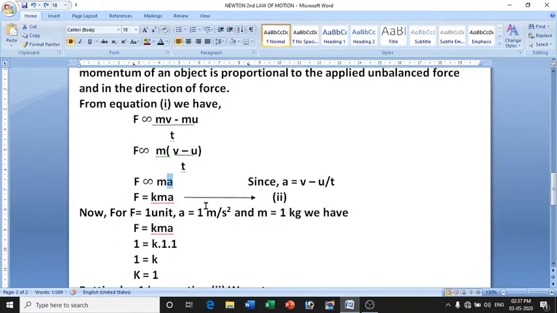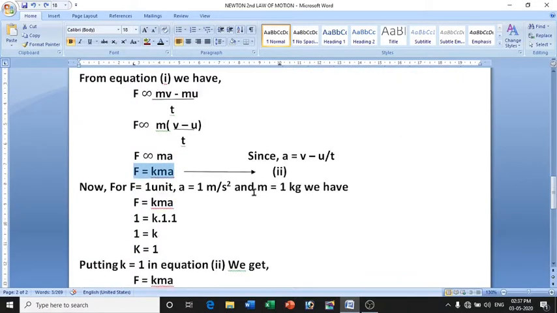Rate of change of velocity means what? It is acceleration. Now here, to remove this proportional symbol, we put an equal sign and a constant of proportionality k is given here. What is k here? k is the constant of proportionality. Clear? And suppose we give this equation number 2.